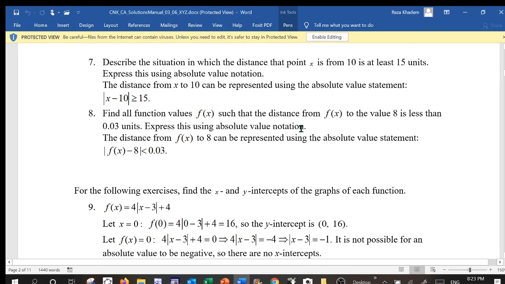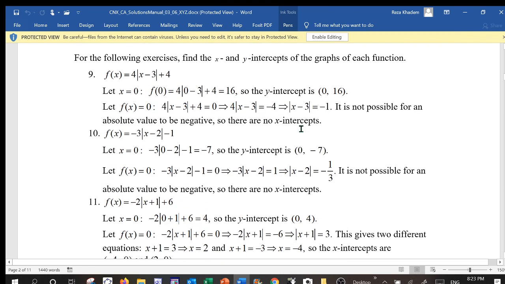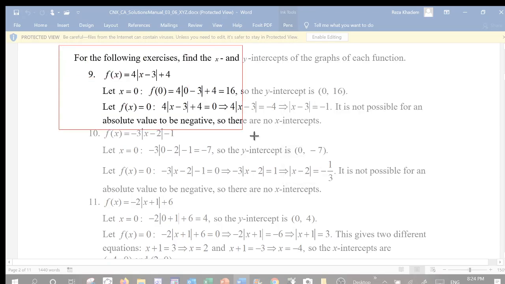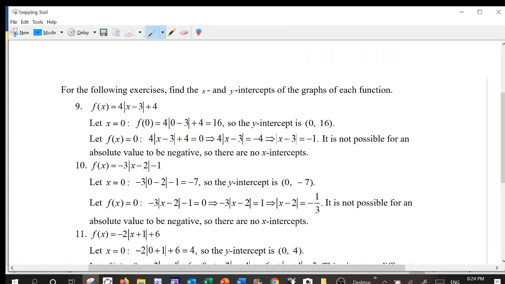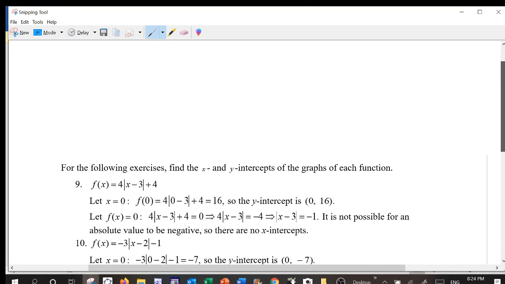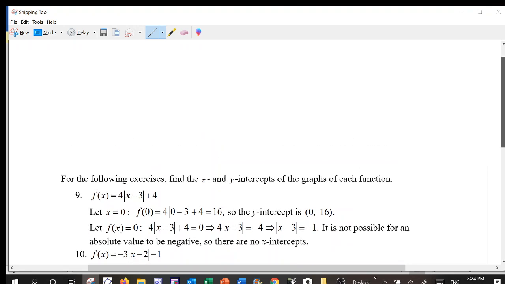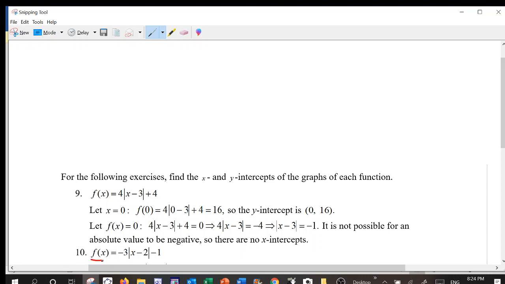Let's do one more of these. Number 10 says find the x and y intercepts of the graphs of each function. So what do we want to do? We want to find the x and the y intercepts. So let's do that. Now we know that we want to do number 10. So let's see, we want to do this one right here. Now we know x-intercept is when x equals to some number and y is 0. Y-intercept is when y equals to something and then x is 0.